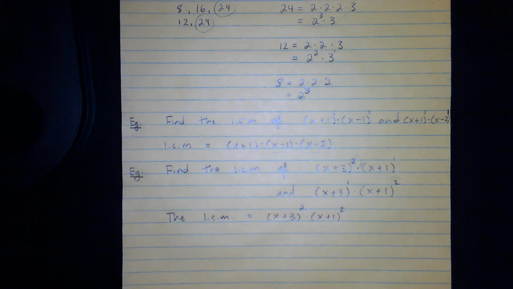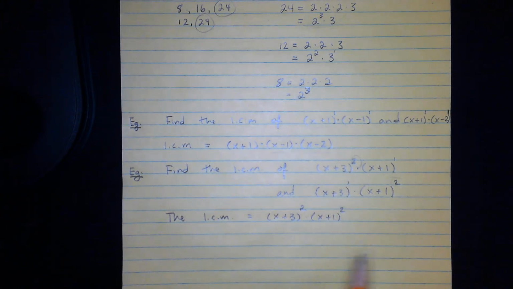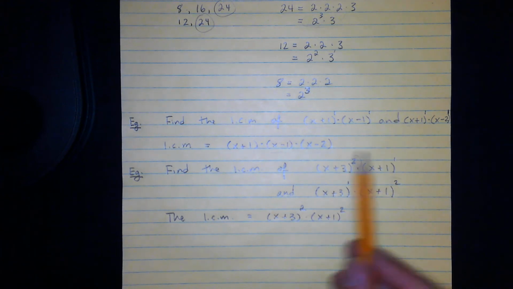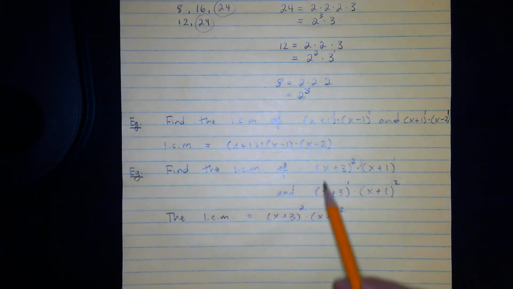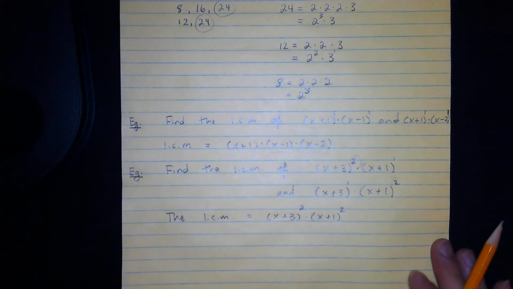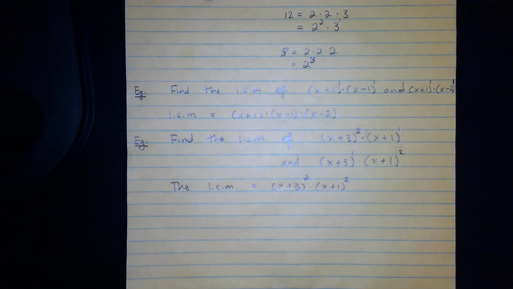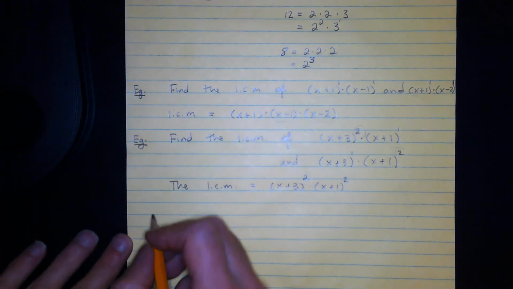Okay, and maybe if you just want to confirm that this and this divide that, then go ahead and do that. So if I divide this by this, what would I get? Well, the x plus 3 squared would cancel out, and then x plus 1 squared divided by x plus 1 would just leave me with a single factor of x plus 1. So I'm feeling pretty confident now that I've achieved the result that I'm looking for. Okay, last example, and then we'll call it quits on this video.